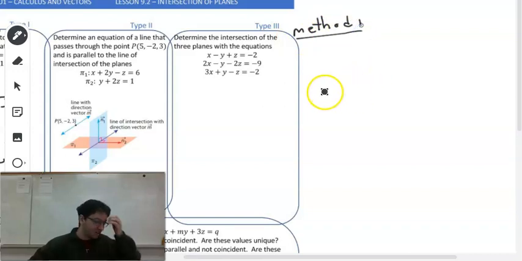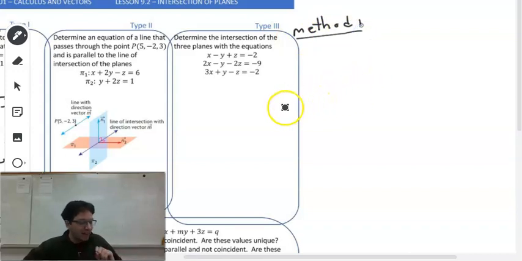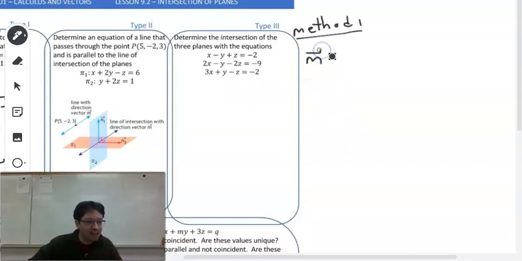Now method 1 uses what I just talked about. If the normal for plane 1 is perpendicular to that line of intersection, and the normal for plane 2 is perpendicular to that line of intersection, we can find a direction vector, M, for the line of intersection by taking the cross product of normal 1 and normal 2, because that'll give us something that's perpendicular to both.